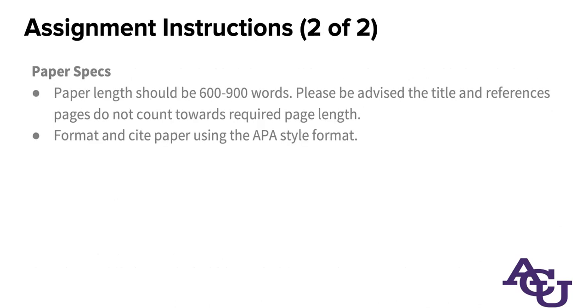Now, as for how long this should be, the paper length should be 600 to 900 words, not counting the title page, not counting the references. And that works out to around 2.5 to 3.5 pages. In general, writing in APA style, with the course paper template, meaning 1-inch margins, 12-point Times New Roman font, you're going to have around 250 words per page. So you should definitely have more than 2 complete pages of content. Somewhere around 2.5 to around 3.5 pages of content.